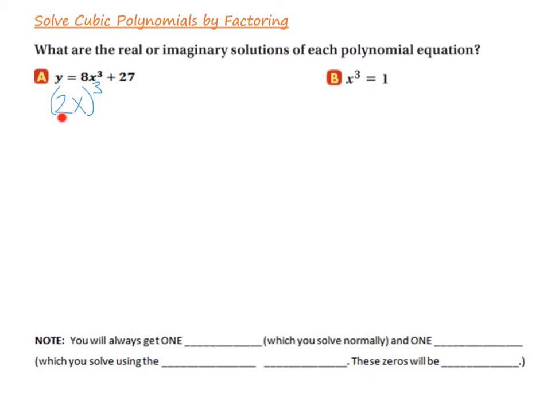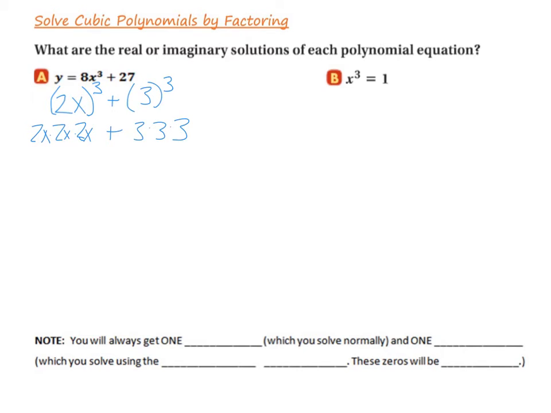So 8x to the third is the same thing as (2x) to the third. This is the cube root of 8x to the third. The cube root of 27, the number that I can multiply by itself 3 times to give me 27, is 3, right? 3 times 3 times 3 gives me 27. So I'm going to go ahead and rewrite this again. This is the same thing as 2x times 2x times 2x. And this is the same thing as 3 times 3 times 3.